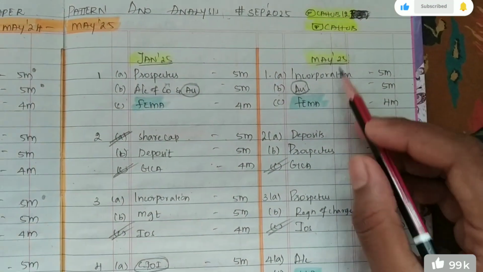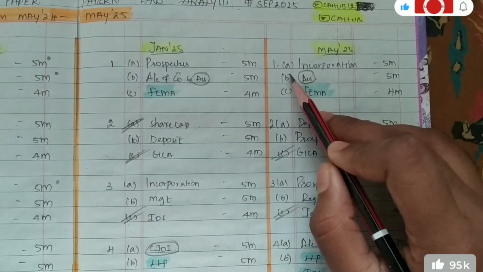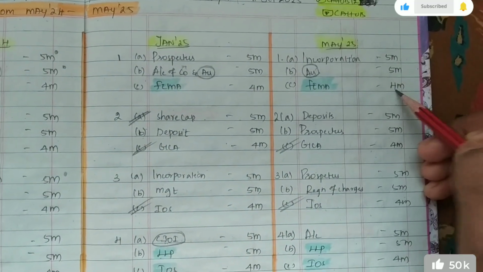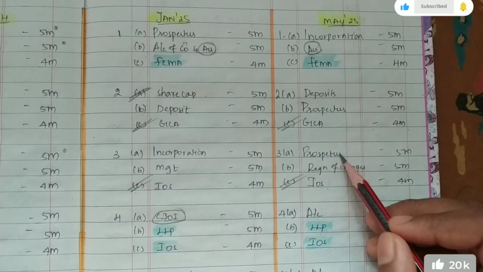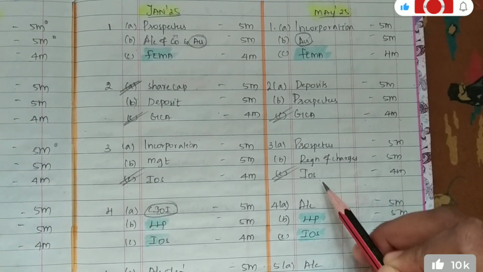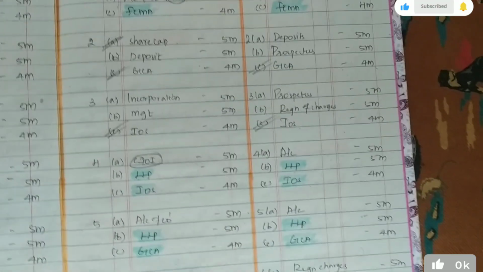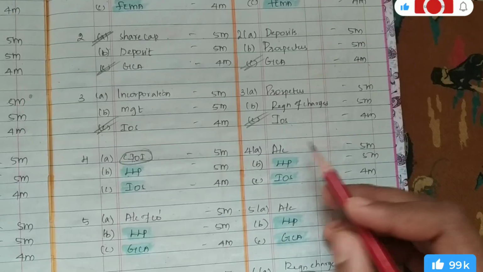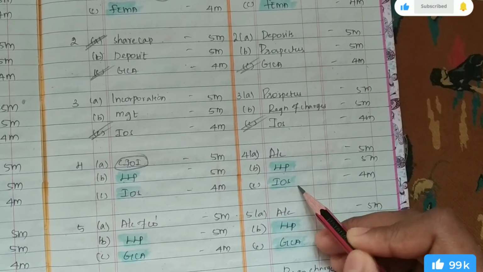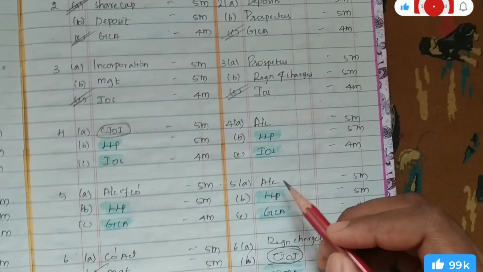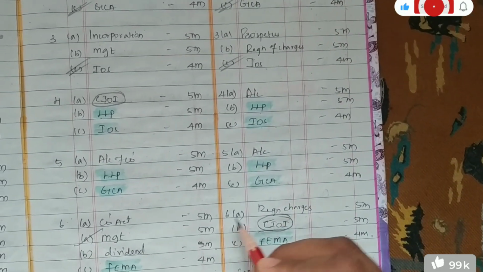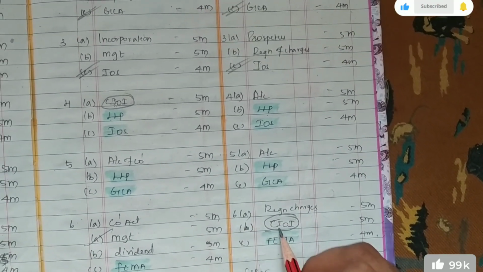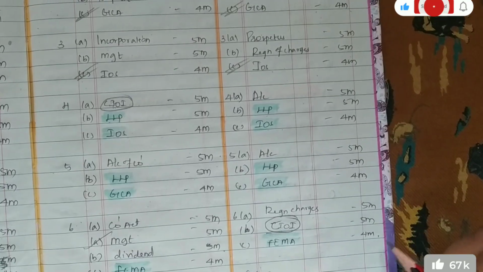In the May 25 attempt, they have asked incorporation, auditors, FEMA for 4 marks; deposits, prospectus, GCA for 4 marks; prospectus, registration of charges, IOS for 4 marks. And the fourth question: books of accounts, LLP and IOS for 4 marks. Fifth question: accounts of companies, LLP and GCA for 4 marks. Sixth question is for registration of charges and companies incorporated outside India, FEMA for 4 marks.